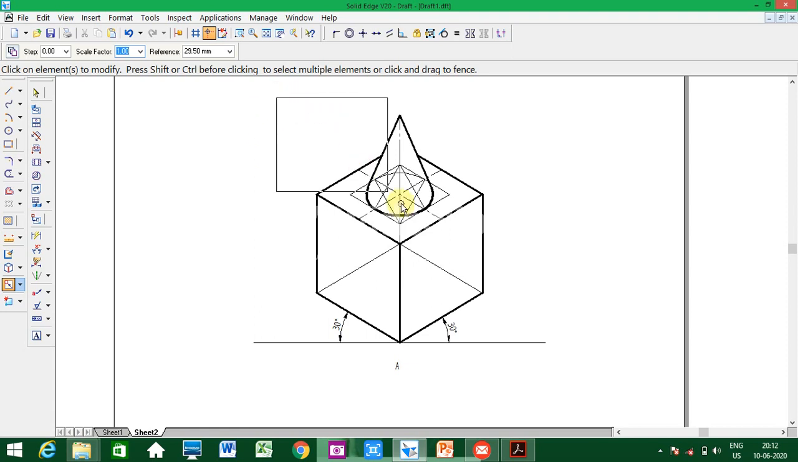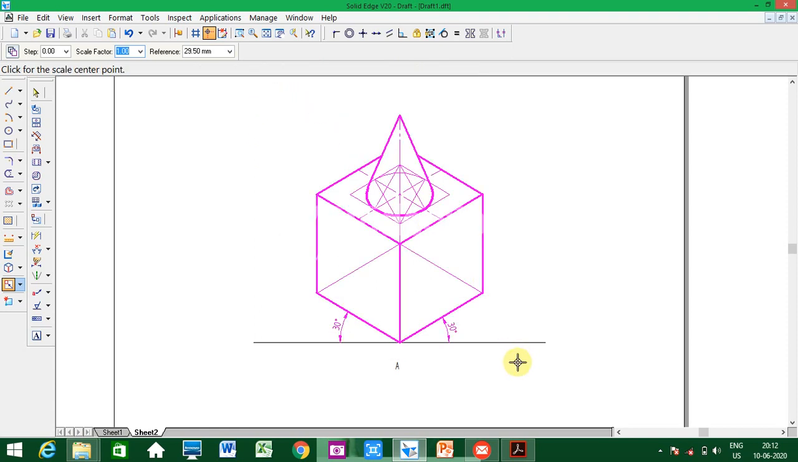Then what you do? Scale factor. You have to reduce the scale. What is the conversion scale factor for isometric? Okay, so you have to multiply by 0.816, I told. So I'll type here the scale factor. If 1 mm is 2 mm, then 0.816 is the isometric. So in that way I'll change the scale factor to 0.816. I'll type here, so it will reduce now.